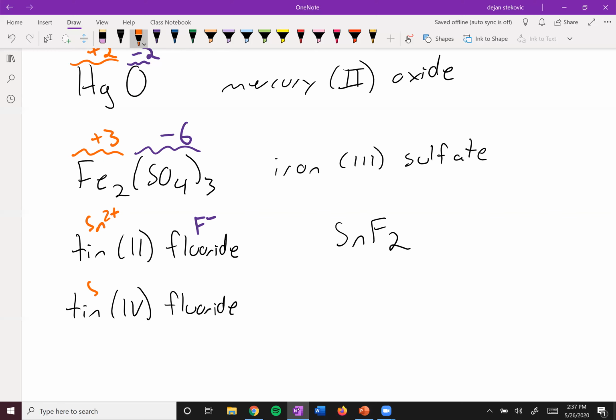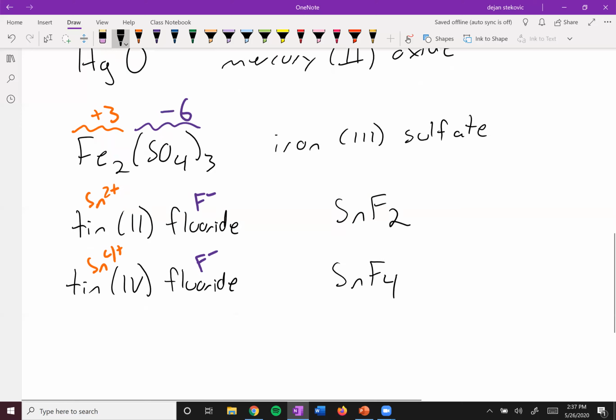Next up, we have tin(IV). So that means that the tin has a charge of +4. Each fluoride has a charge of -1. If you're thinking of how you're going to balance them out, you're going to need 4 fluorines for each tin. So it'll be SnF4. So get familiar with that nomenclature.